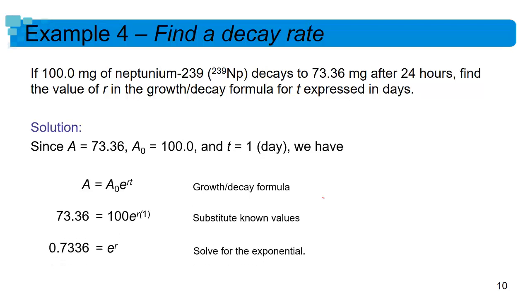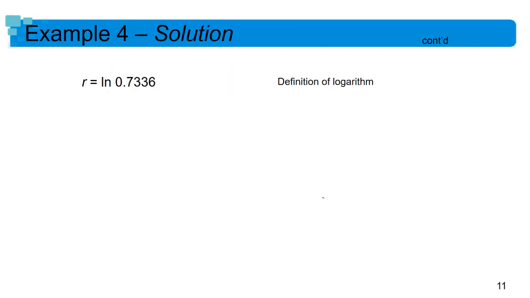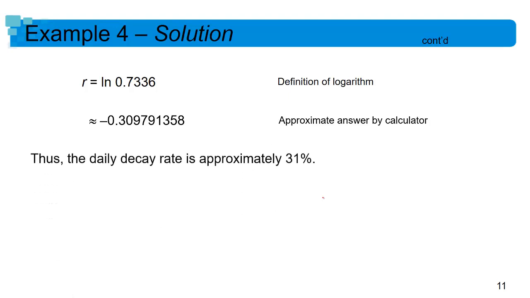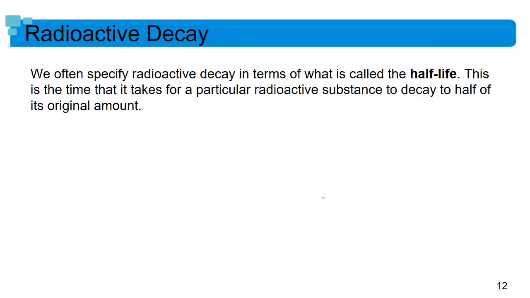We know that we have to solve for r, so we divide both sides by 100. Then we have e to the r. We undo e by taking the natural log of both sides, and that's our r. Plug that into the calculator, and you get negative 0.3, and so on. You round that, and you can see that you get 30.97, which rounds to roughly 31%. You notice there's a negative there, which tells us it's a decay rate. Okay?